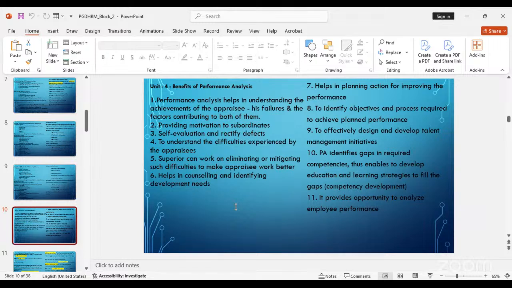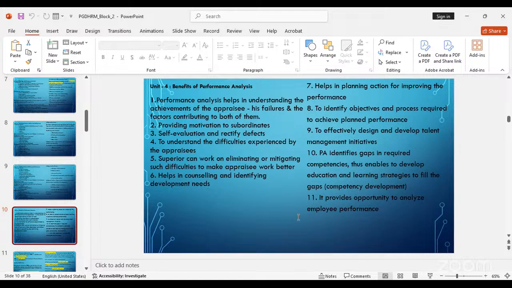It also helps superiors in eliminating or mitigating such difficulties to make the appraisee work better, helping in counseling and identifying developmental needs, helps in planning action for improving the performance, to identify objectives and processes required to achieve planned performance, and also helps in effective designing and development of talent management initiatives. So PA identifies gaps in required competencies. This helps them look for the gaps and fill those gaps by subjecting the employees to competency development. Okay.